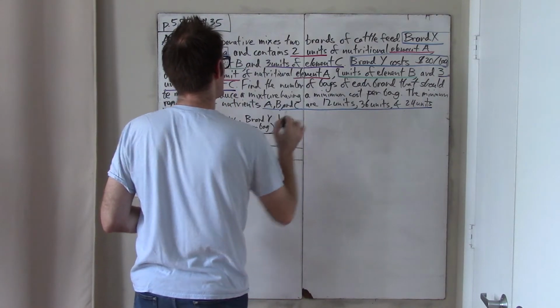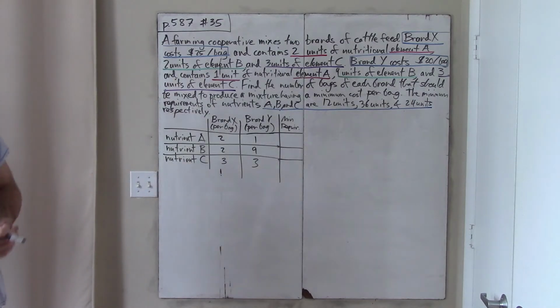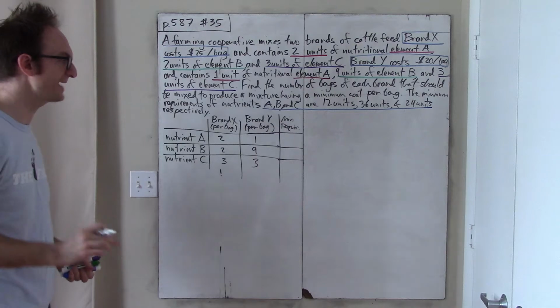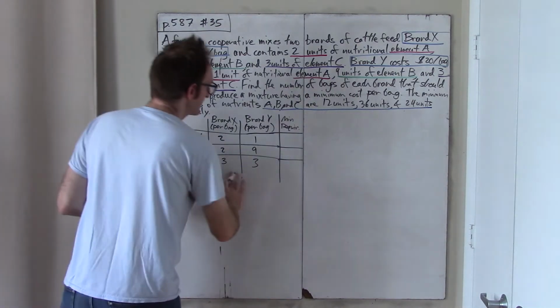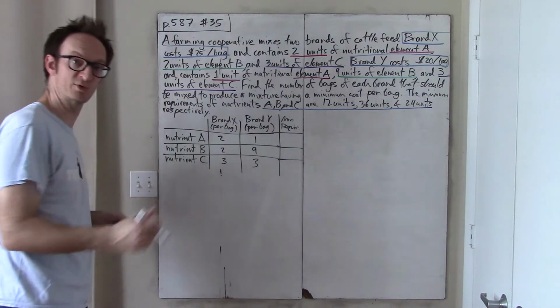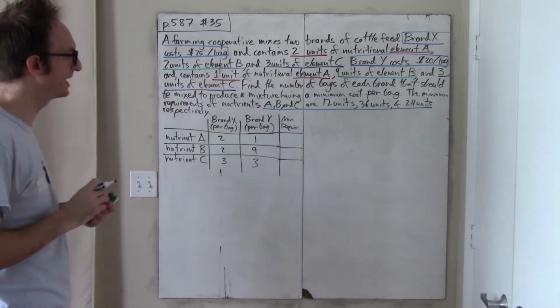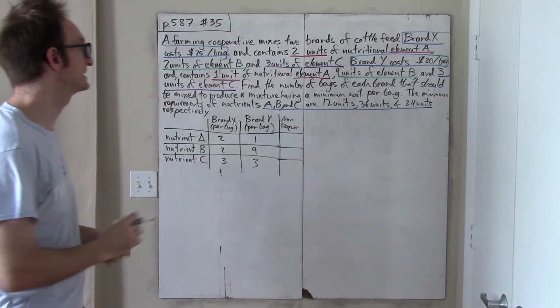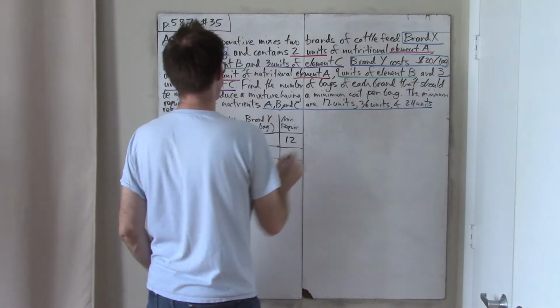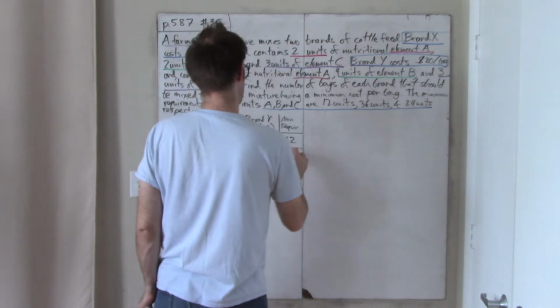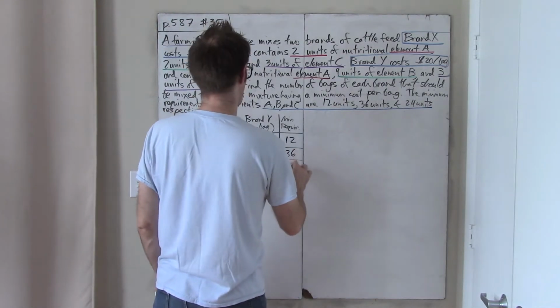So how much do I need of each of these nutrients? And the answer is per final bag. The word bag is being thrown around a lot here, but because we're mixing bags of X and Y to produce new homemade mixtures, I need to have at least 12 units of nutrient A, 36 of B, and 24 of C.